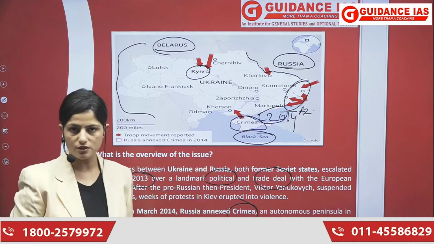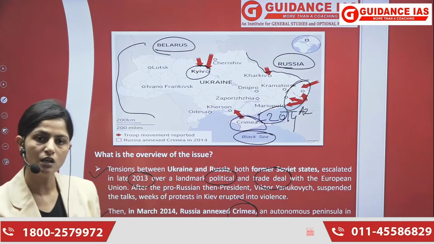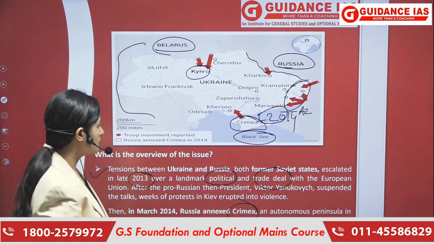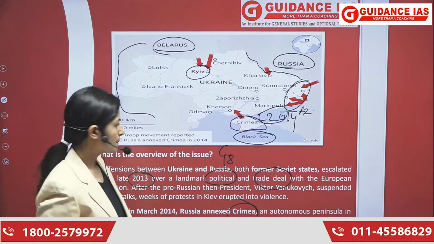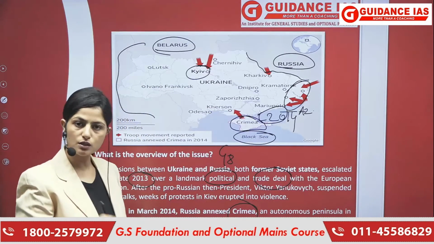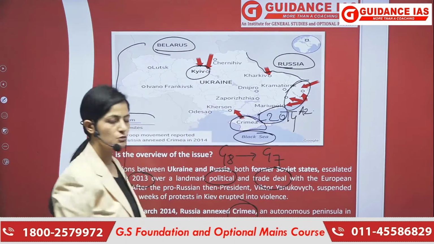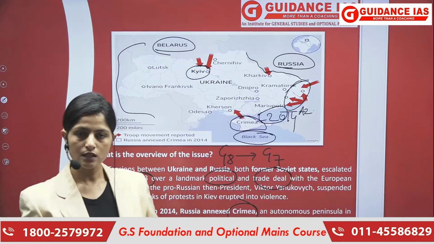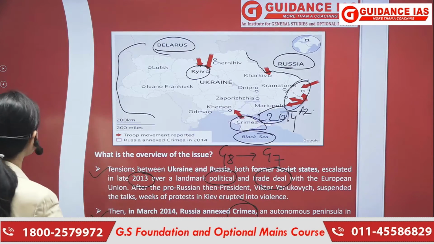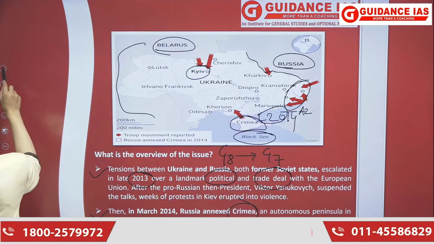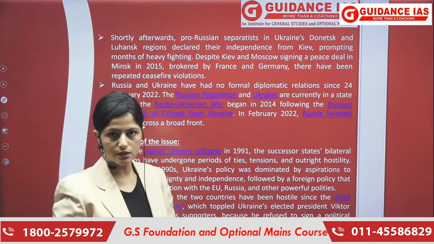There are also a lot of ports here, so strategically this is a very important area, and that is why Russia annexed it in 2014, because of which Russia was removed from the G8 grouping. Now that group is called G7, because they removed Russia out of it because Russia annexed Crimea. So this was the second event which led to this war.